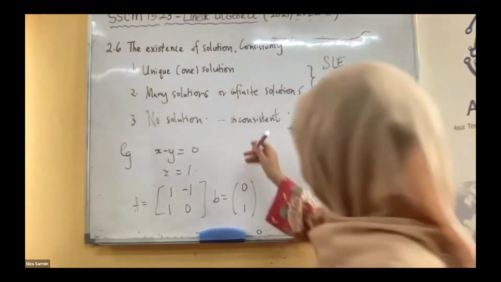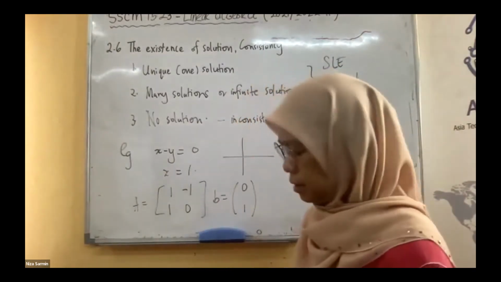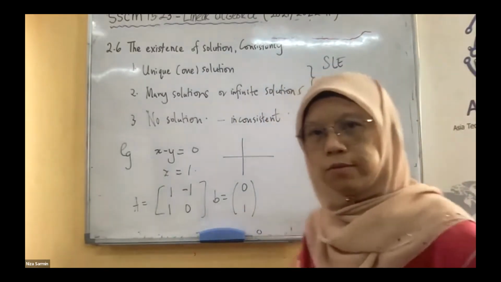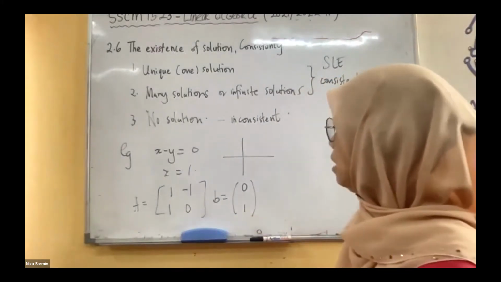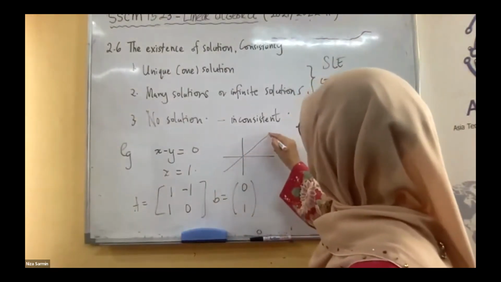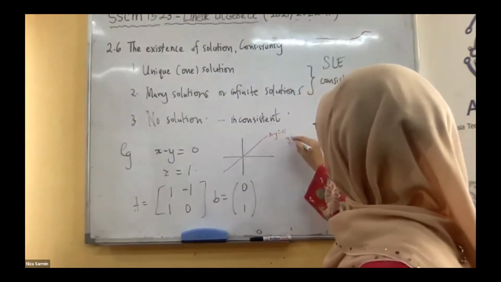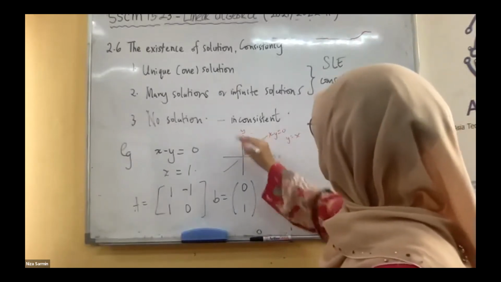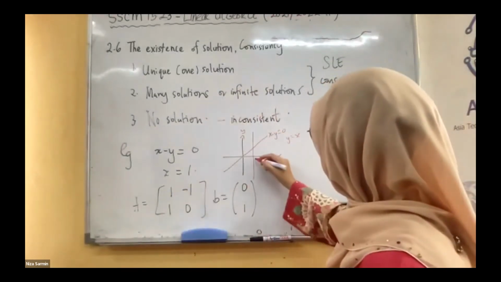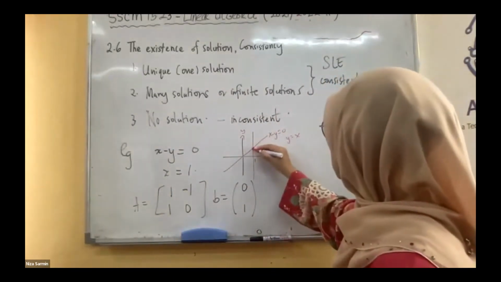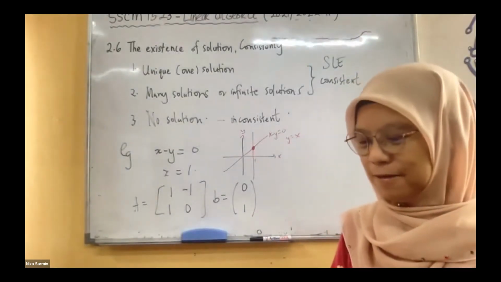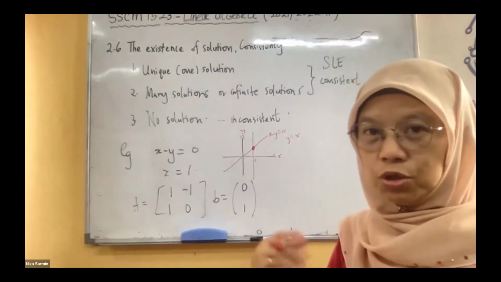Then for this one, you remember to draw the line? All right. You can draw the line X equals Y, right? For this one, this is X minus Y is 0, or Y is X. And this is X is 1. X is 1 will be this, right? At 1. So you see, there is one unique solution. This is an example how you can show it geometrically.